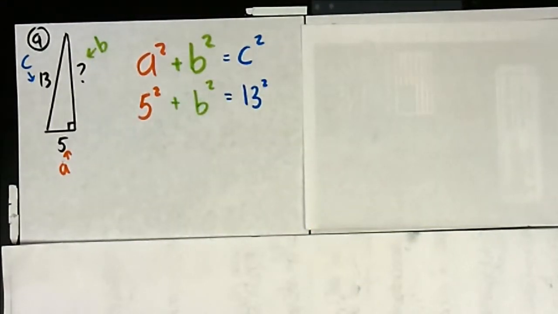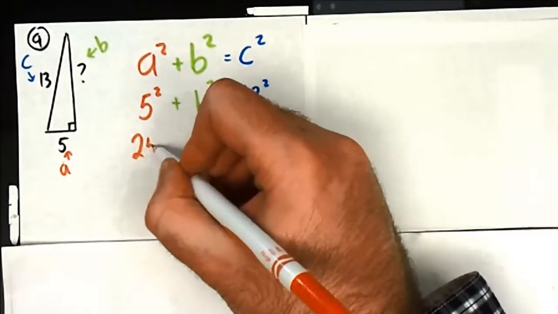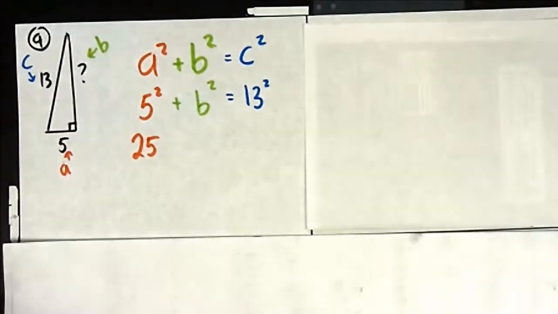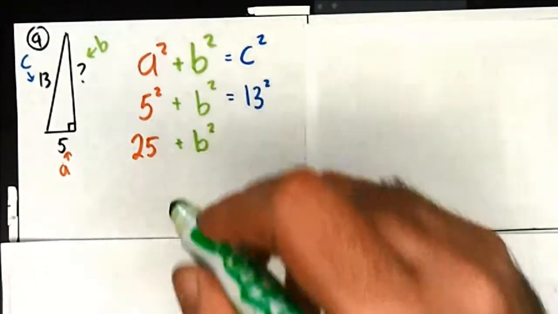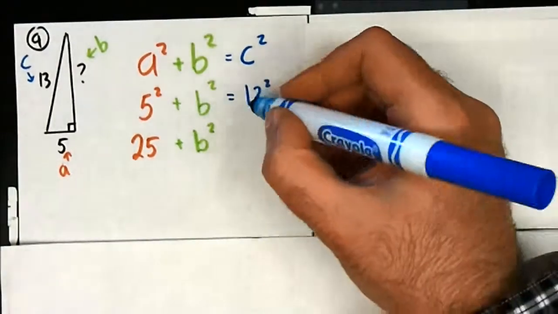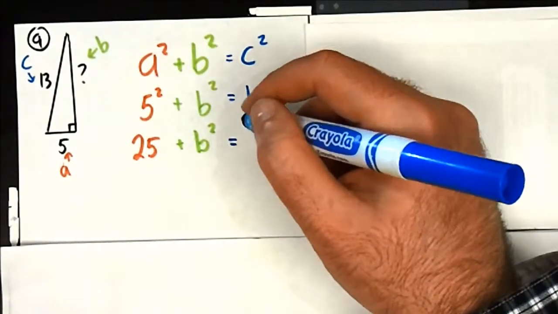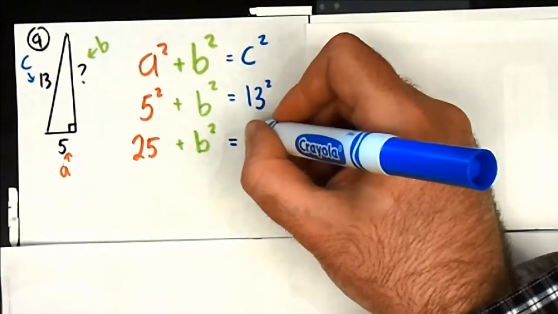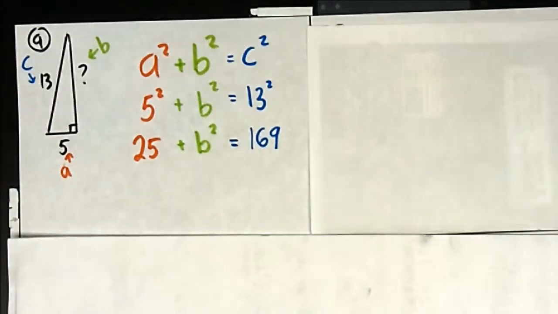Next step. What's 5 to the second power? 5 times 5, 25. Once again, I don't know what B is, so I'm just going to leave that B. Well, that rhymes. And what's 13 to the second power? 169.